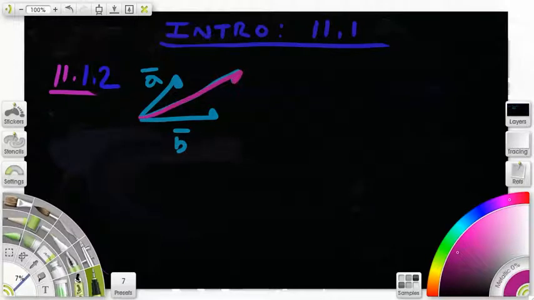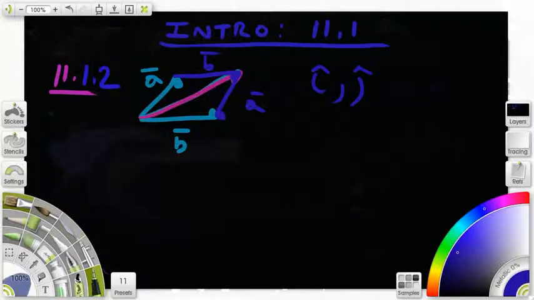This vector A plus B here, you can think of it like we have this parallelogram right here, with side lengths A and B. So the easiest way to do this is to just convert the two vectors they give you into i and j format, and then just add them. So stack and rack, right?